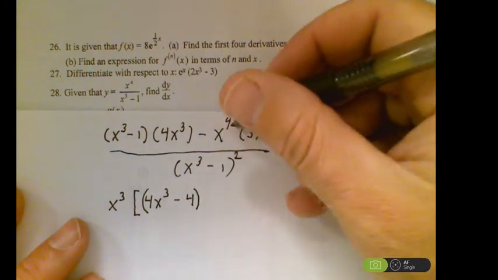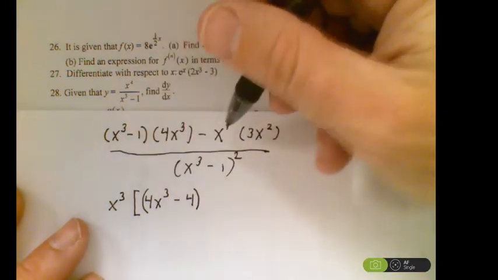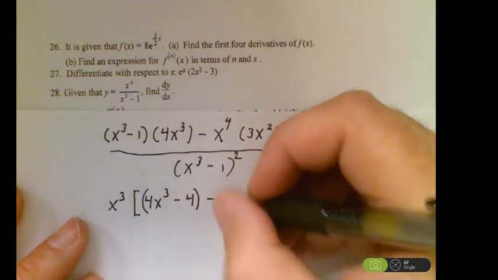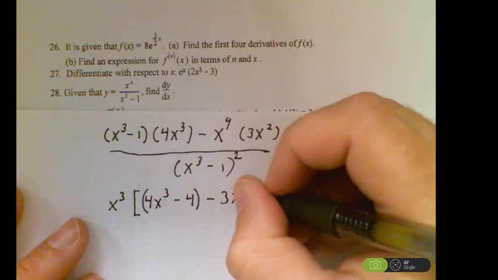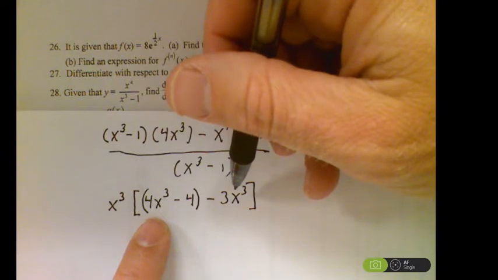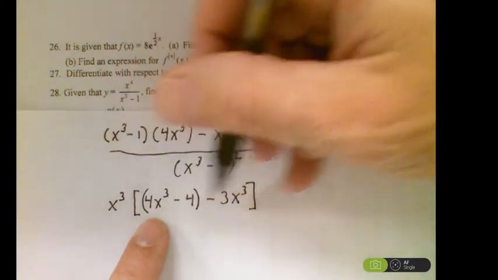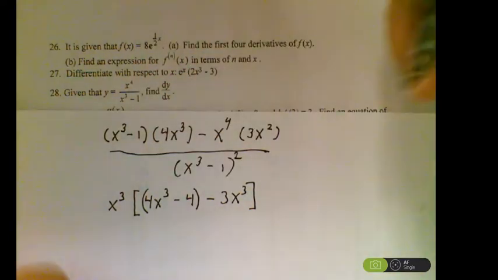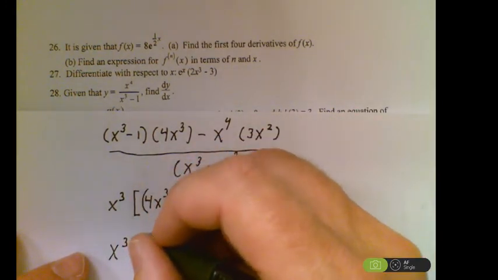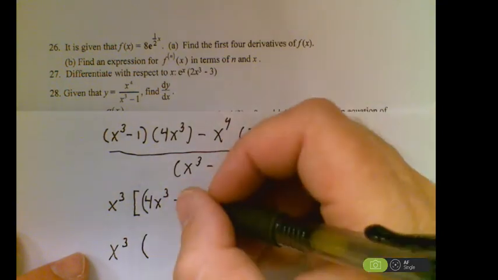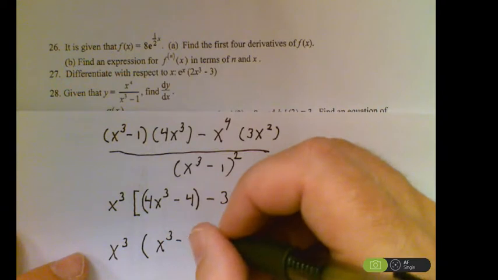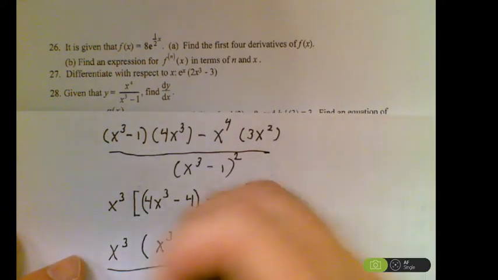And then over here, if I took an x to the third out as well, this would become x to the first times this would give me 3x to the third. Notice now I'm allowed to combine those because I have 4x to the third minus 3x to the third, which is 1x to the third. So x to the third minus 4 over the bottom squared.